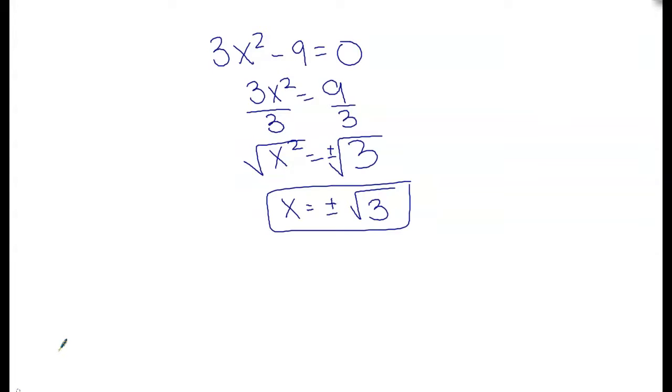In number 5, you have 3x squared minus 9 equals 0. So we divide both sides by 3. And then you square root both sides. So this is a case where we don't have a perfect square. Therefore, my answer is plus or minus root 3.